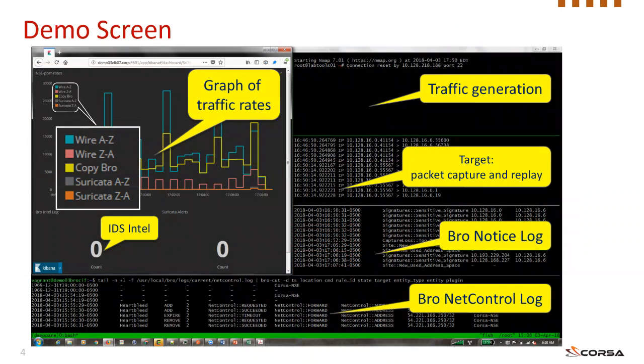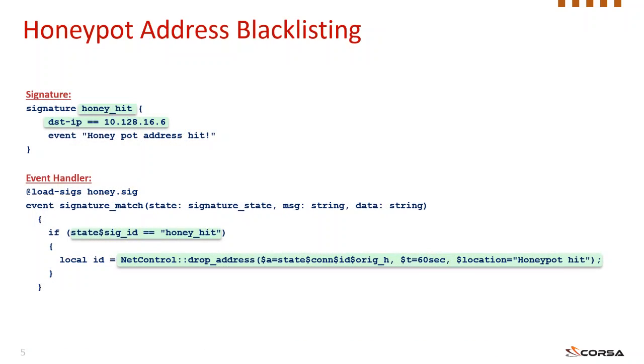Here's the screen layout I'll be using. There is a Kibana window displaying traffic through the Red Armor and counts of Bro Intel log entries. There are a couple of windows for traffic generation and observation, and there are two windows following Bro logs showing the threats detected by the IDS, the notice log, and the actions taken to mitigate these threats, the NetControl log. First, I'd like to look at how quickly we can block a threat.